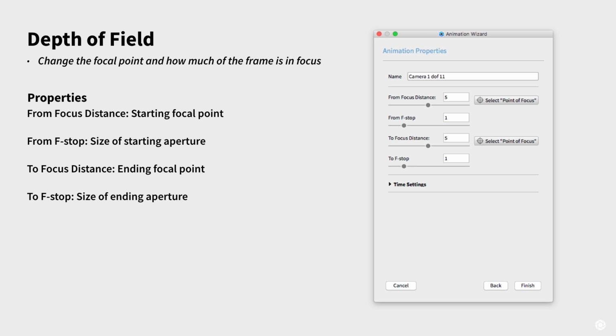And then your to focus distance is going to be the area that's going to be sharply in focus at the end of that animation. So if it's a 1 second animation, you're going to have a focus distance at 0 seconds and at 1 second. And then the from f-stop, just to remind you, and the to f-stop, that's just going to control the amount of blur, like the strength of that blur. So the smaller the number, the more intense that is. The higher the number, the more subtle that effect will be.